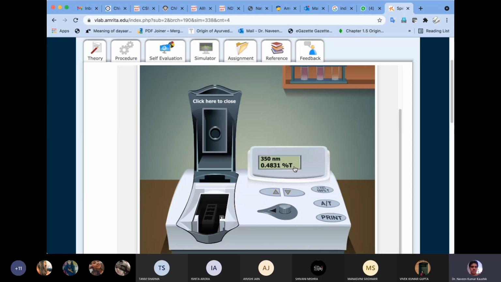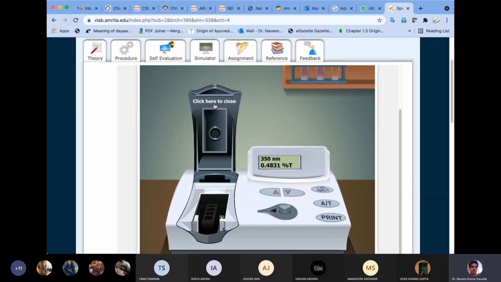Now it's showing T. This T stands for transmittance. So this is what you are reading out: absorbed light or transmitted light. In principle, our instrument reads the transmitted light. No instrument can tell you what light is being absorbed, but it can tell you what light is being transmitted. So if 100 photons are transmitted, out of 100 photons, how many reach your detector will be calculated. If 98 reach the detector, it means two photons are absorbed. On that basis, you calculate it. Transmittance is inversely related to absorbance. The more the transmittance, the less the absorbance. The less the transmittance, the more the absorbance.